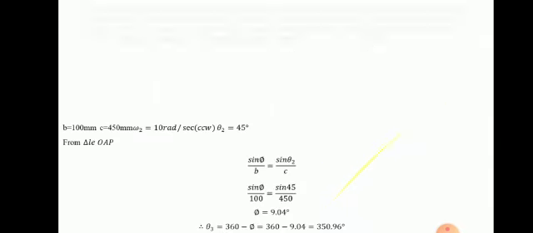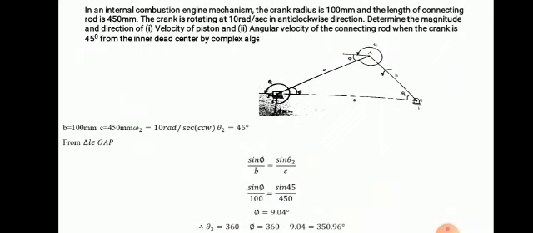This completes the problem. Now let us see one more problem. In an internal combustion engine mechanism, the crank radius is equal to 100 mm and the length of the connecting rod is equal to 450 mm. The crank is rotating at 10 radian per second in anti-clockwise direction. Determine the magnitude and direction of the velocity of the piston, and second, the angular velocity of the connecting rod when the crank is 45 degrees from inner dead center, by the complex algebraic method.